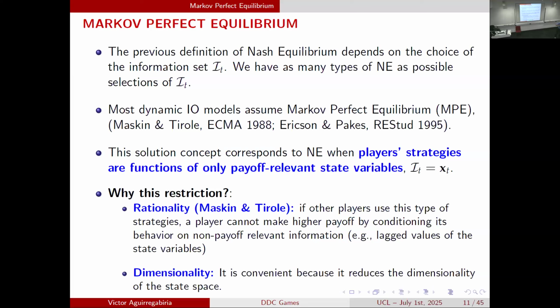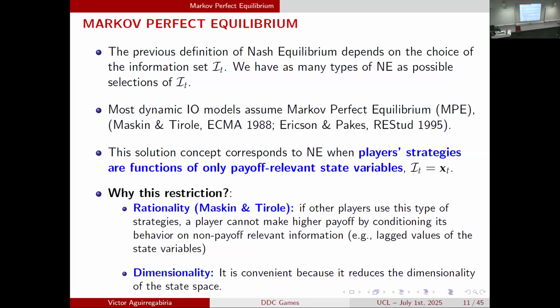And using payoff relevant state variables is a best response if the others are also using payoff relevant state variables. It is not the case if the other players are using less than the payoff relevant state variables, that is, if they are not conditioning on the whole vector X, there will be benefits for you of conditioning on more information than your opponents. But if your opponents have conditioned their strategy only on X and nothing else in the path, there are no benefits for you to condition on further information that is not payoff relevant.